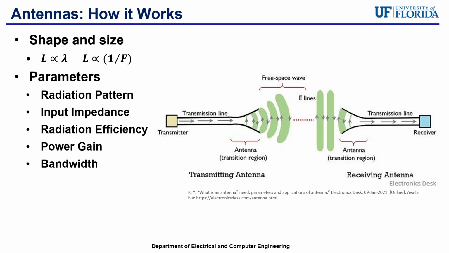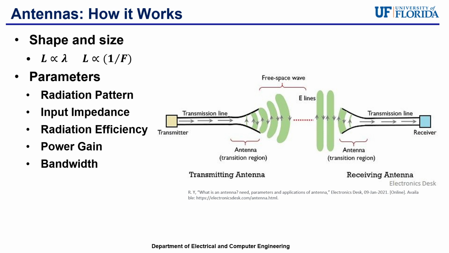Antennas function through their capability of transmitting and receiving signals, and that is heavily affected by the size and shape of the antenna. The size of the antenna is directly proportional to wavelength, thus being inversely proportional to frequency. The smaller the antenna, the higher the frequency can be transmitted.